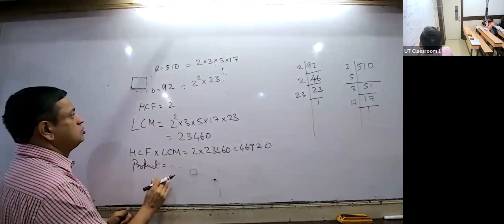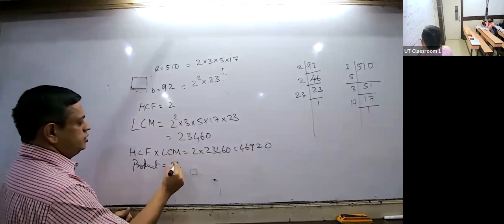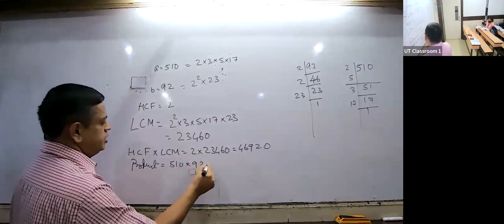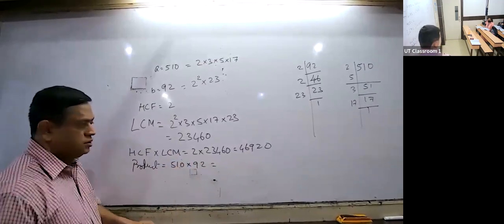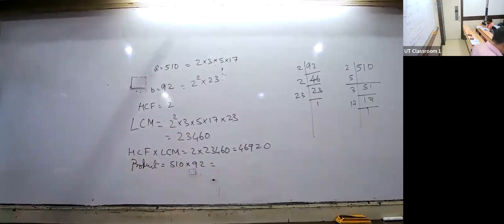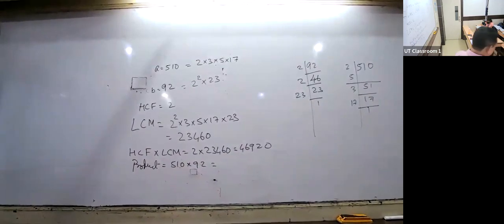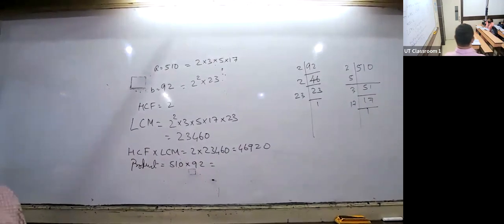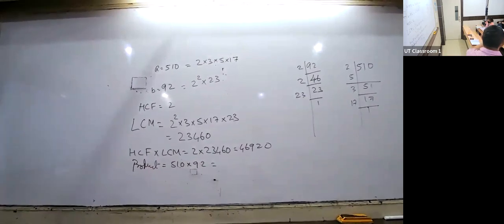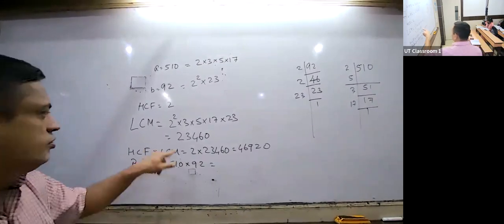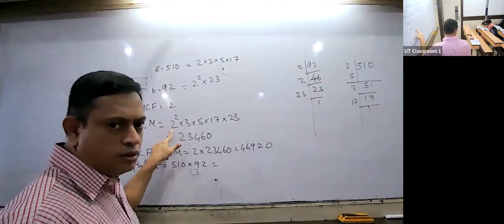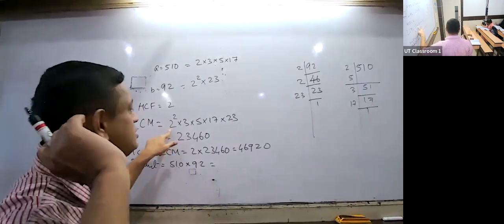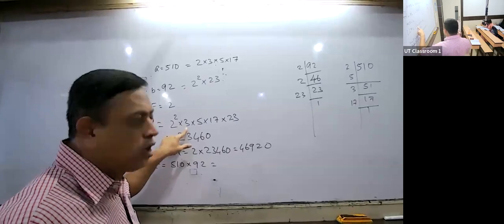is equal to, you multiply which one? 510 into 92. Multiply and check what did you get? Sir, it's both. You multiplied? Yes, sir. Where did you multiply? What happened now? And what is 2 square? 2 square is how much?